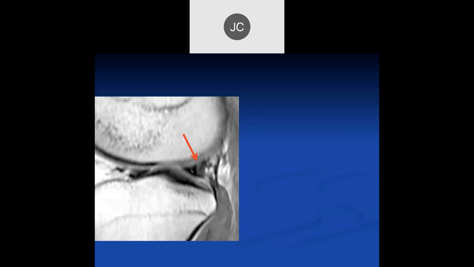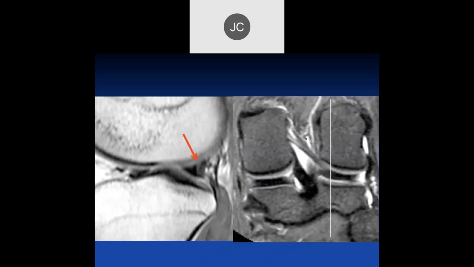Yeah. Okay, good. And if you look on the coronal images, there's Wrisberg's ligament coming down, and our slice is right in here. And this is just some soft tissue that we're partial voluming right before the Wrisberg ligament fuses with the posterior horn. So you're right, that's normal.